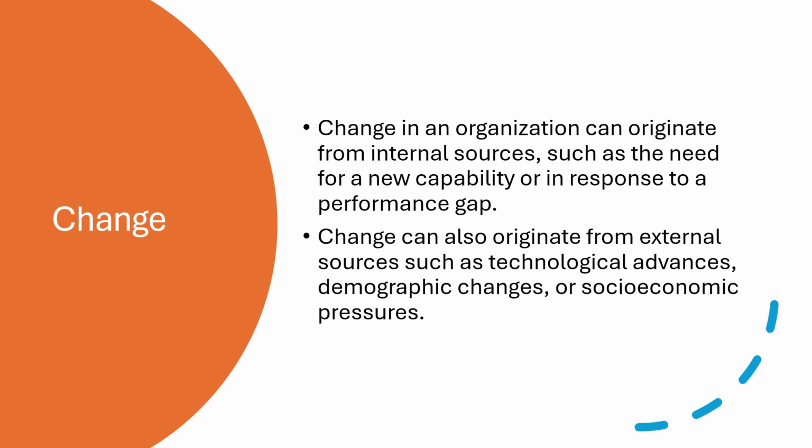But change in an organization can originate from an internal source, such as the requirement for a new capability or a response to a performance gap. So, a change can also come from an external source. Any type of change involves some adaptability by the group experiencing the change. Now, changes can be implemented by and have consequences for different stakeholders. Enabling stakeholder change is part of facilitating the outcome.